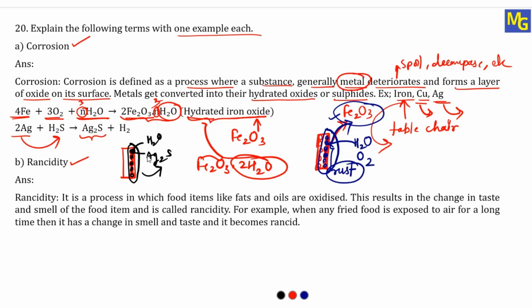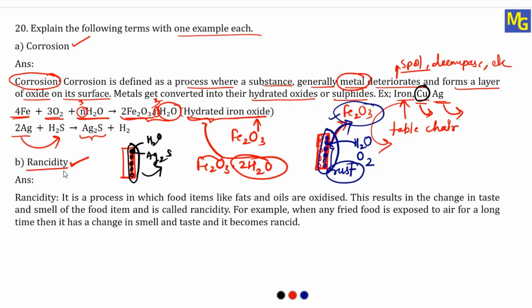Same thing we can see in the case of copper. Copper also forms copper sulfide. So this was about corrosion. So remember, corrosion means rusting; it deteriorates or decomposes or spoils the metal. Now the next term is rancidity. So as I have explained for metals, when metal gets wasted, it is called corrosion. Same way, when food is wasted, it is called rancidity.